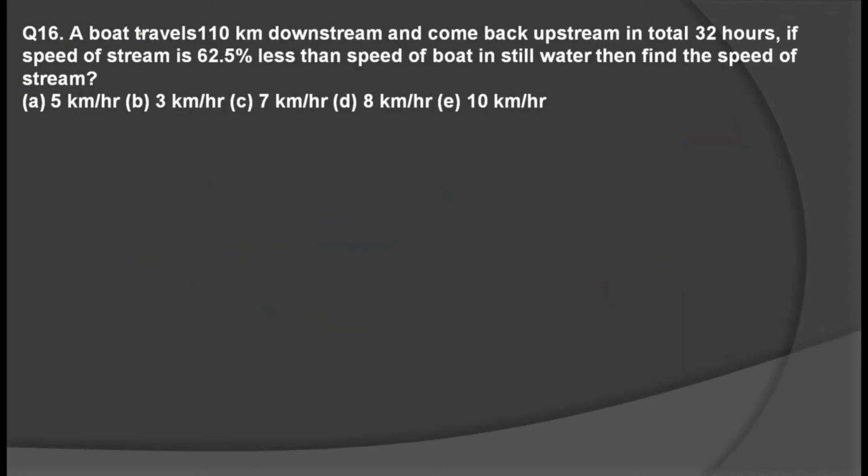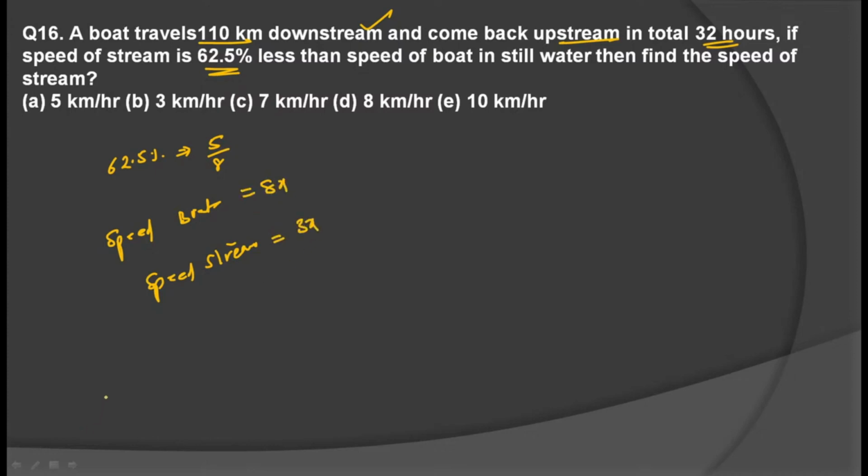Now see the question number 16. A boat travels 110 kilometers downstream and comes back upstream in a total of 32 hours. The speed of stream is 62.5% less than the speed of boat. Find the speed of stream. Now we already know that 62.5% value becomes 5 by 8. Now guys, speed of boat, speed of stream. So speed of boat is equal to 8x. Speed of stream is 5 units less. Now the speed of stream is equal to 3x.